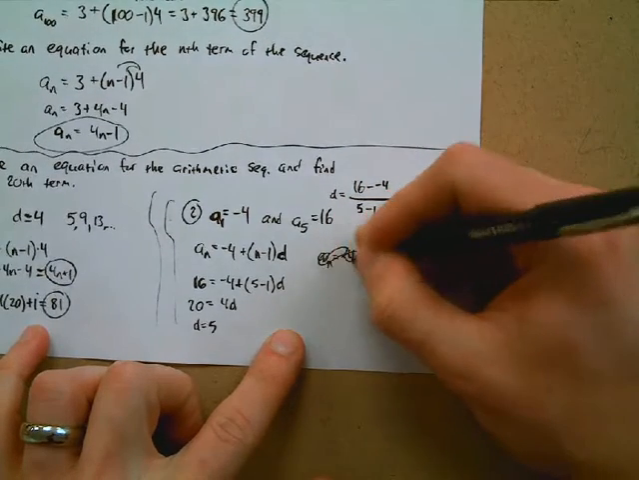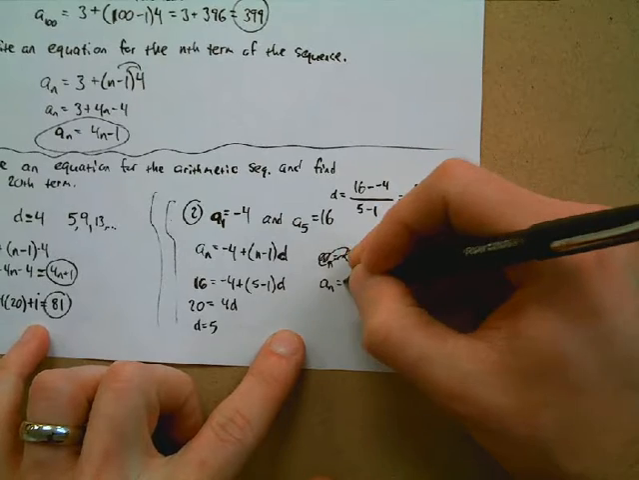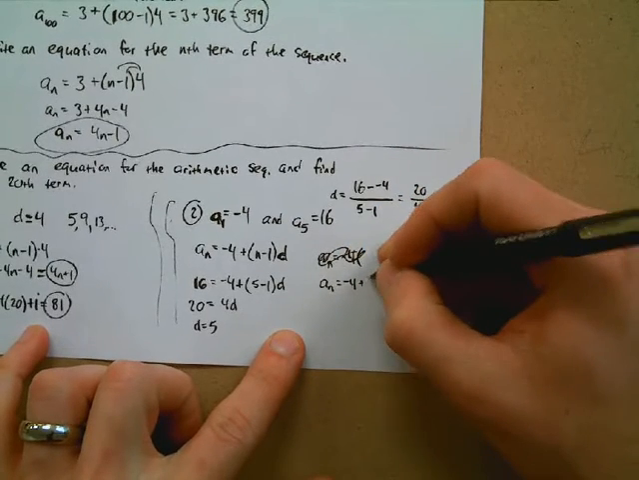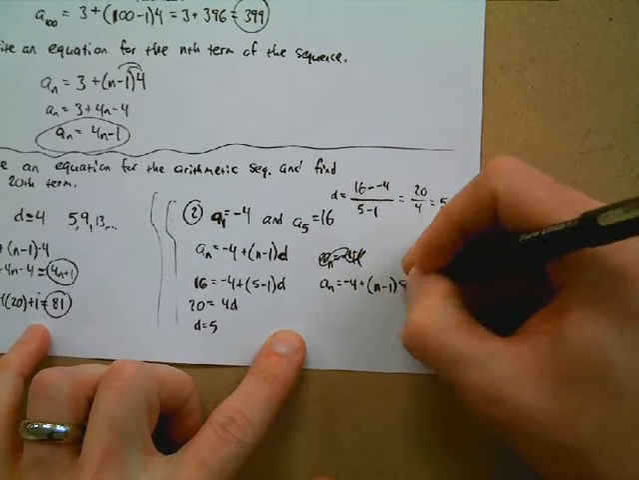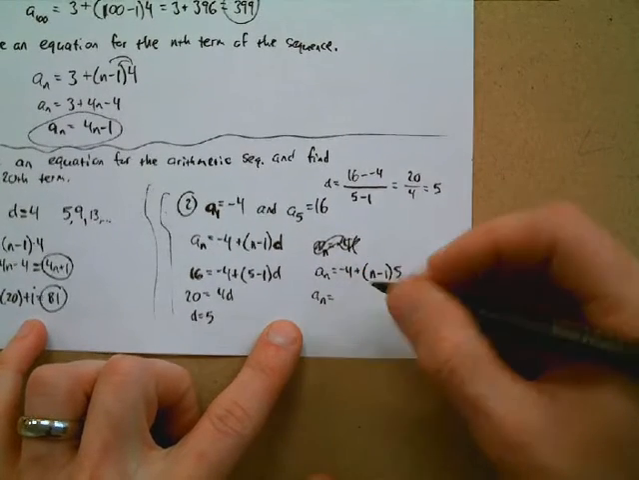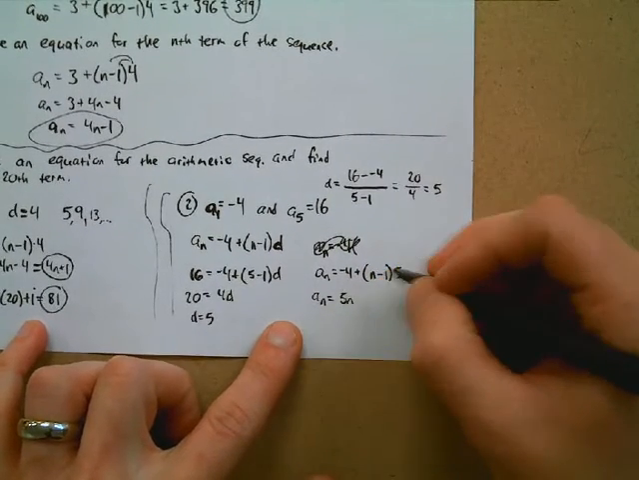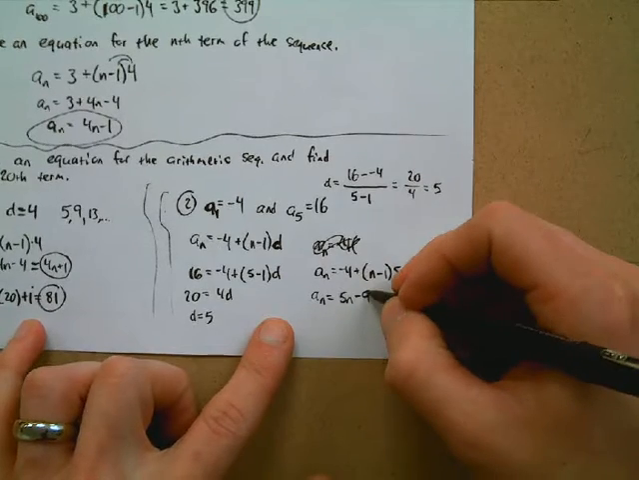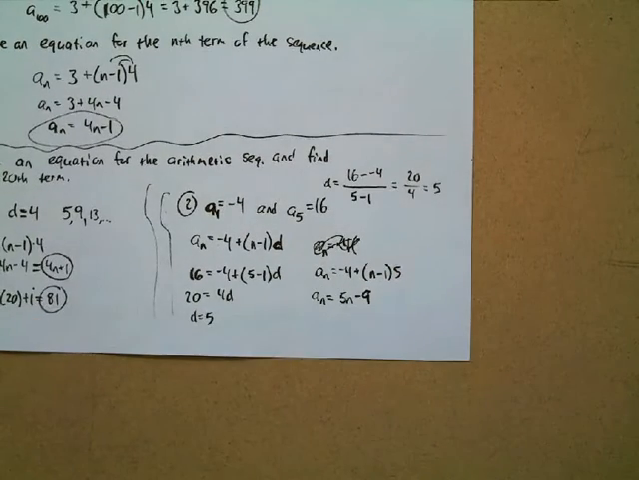Okay. And we still have to find the 20th term, right? So a sub 20 will be 5 times 20 minus 9, which will be 91. Okay? So there are 2 answers. All right, questions on any of that?